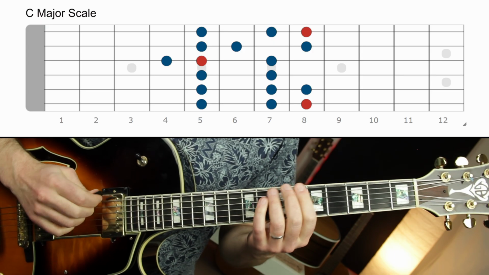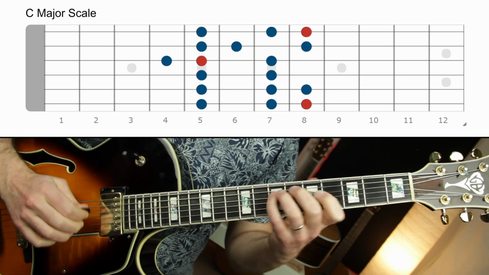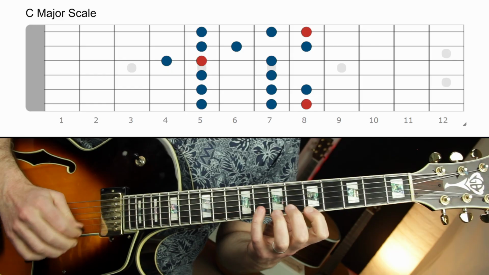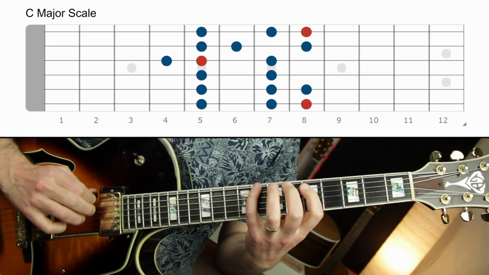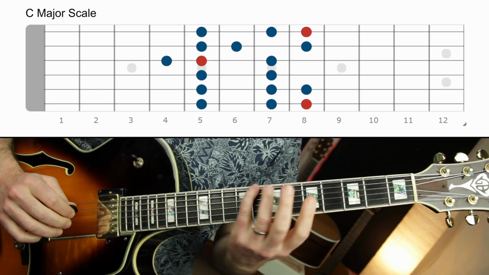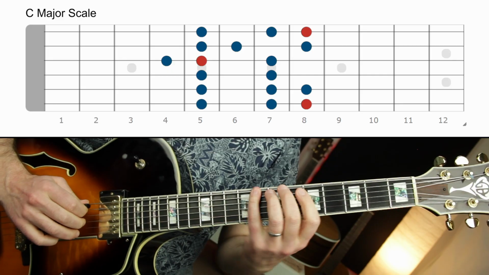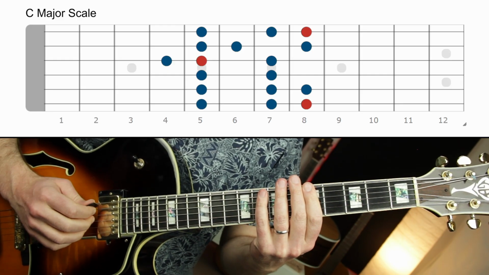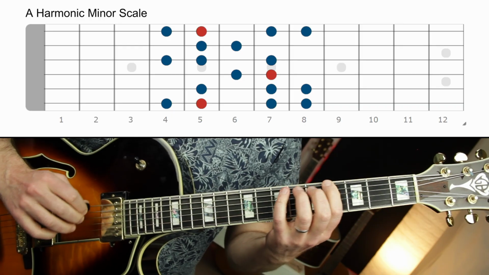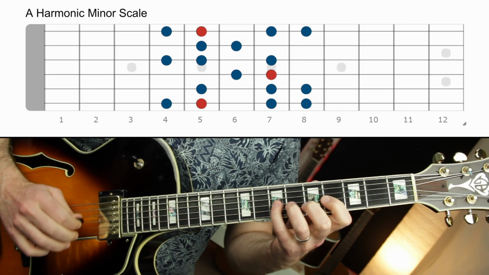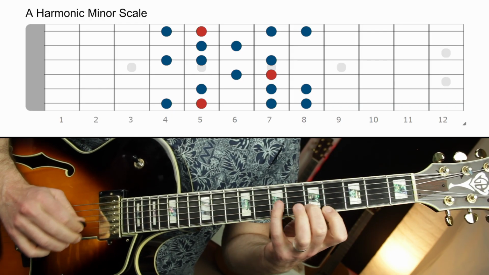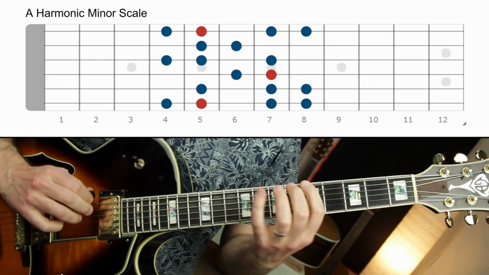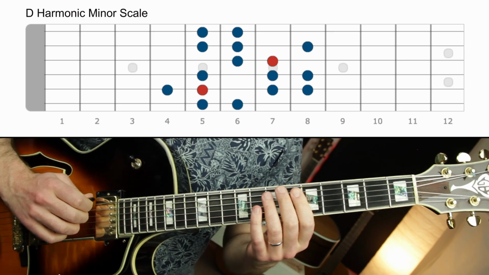So the C major scale is this. That's the collection of notes. C is the root here, but we're going to play that when D is the root and when G is the root. So just think of it as that collection of notes. A harmonic minor is this. D harmonic minor is this.